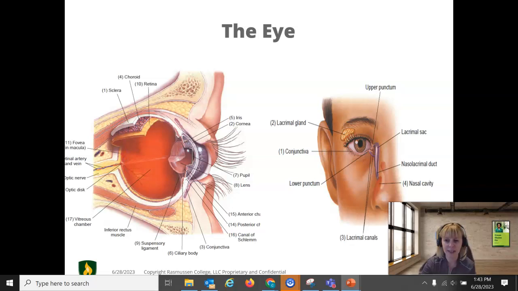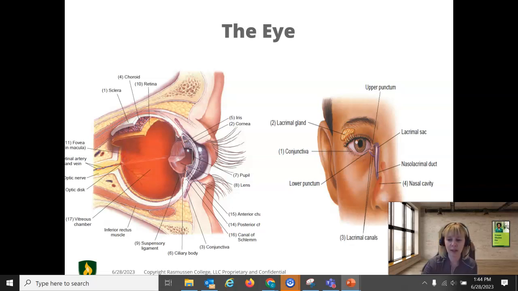The second layer is the vascular tunic. That's the middle layer of your eyeball, also known as the uvea. This consists of the choroid, iris, and ciliary body. The choroid provides blood supply to the entire eye. The iris is the colored contractile membrane that is perforated in the center with the pupil. And the ciliary body is the circular muscle that produces the aqueous humor.